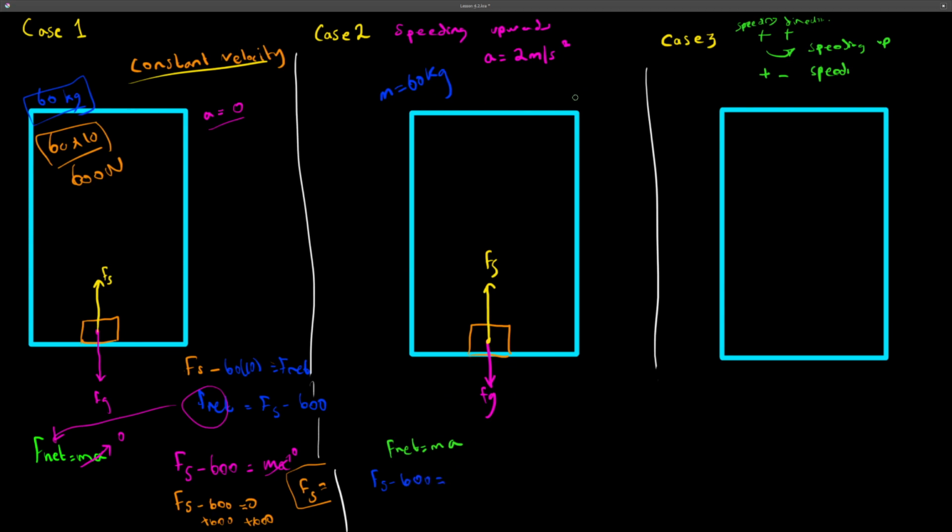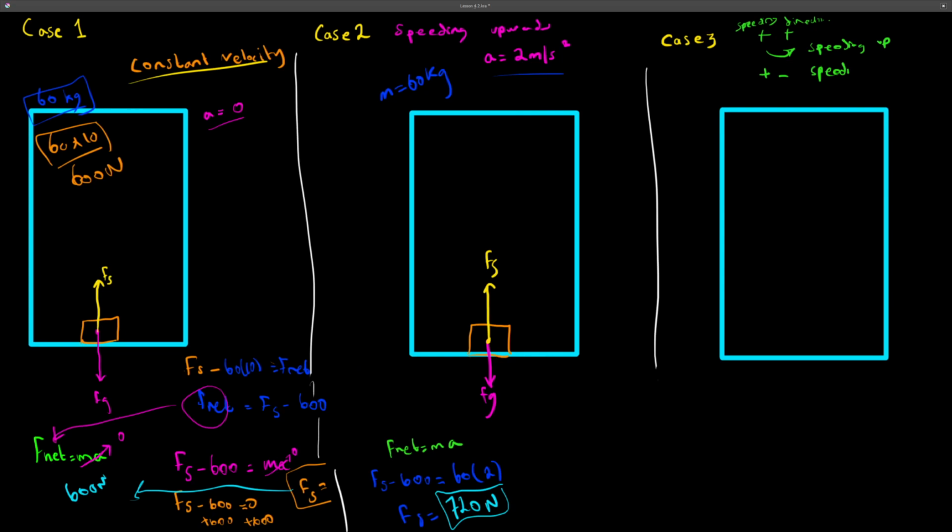Now this time acceleration isn't 0, so we can't just cross it out. So it's going to be equal to 60 times 2. And if we calculate it using a calculator or anything, we're going to see that our apparent weight, and I'll tell you why it's called the apparent weight, is going to be equal to 720 newtons. Now, what happened to our weight here? Before it was 600 newtons. Here, Fs was 600 newtons. But now it increased by 120 newtons.